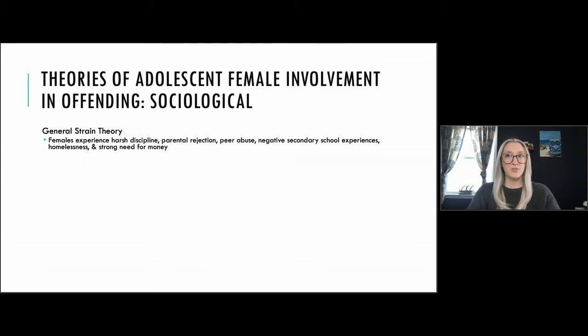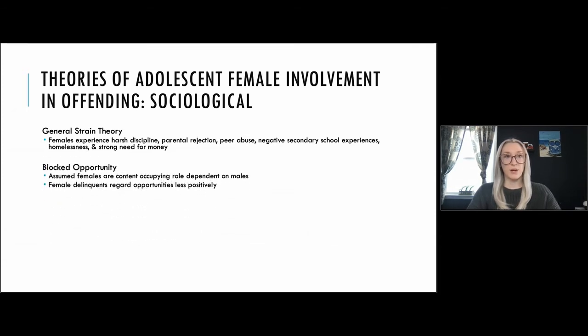But general strain theory regarding females says that the female experiences harsh discipline, parental rejection, abuse by their peers, and negative secondary school experiences, which can all impact delinquency. They also can be homeless and then have a strong need for money. So this creates strain in the female where they start to engage in offending.